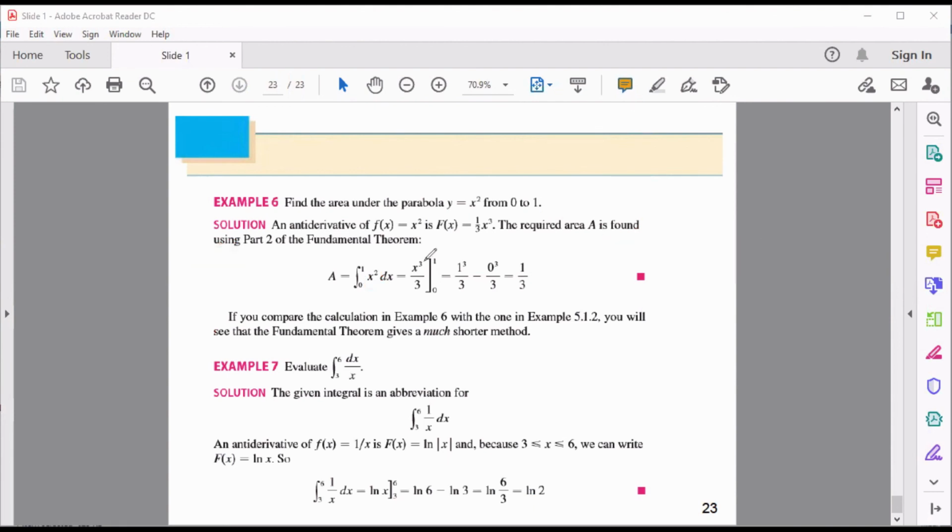Then we take the value at 1 minus the value at 0, meaning we substitute x by 1 minus x by 0, which gives 1 over 3. Of course, we said before that the integral between 0 and 1 of x squared is equal to 1 over 3. But before we said it as an approximation, and now we know why it's exactly equal to 1 over 3.